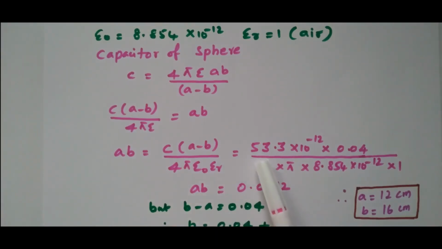Now substitute all the values. C is given as 53.3 into 10 to the power minus 12, into the difference between these two, 0.04, divided by 4 pi, epsilon naught is 8.854 into 10 to the power minus 12, epsilon r value is 1. By simplifying this, what we got? 0.0192. The AB value after simplification is 0.0192.